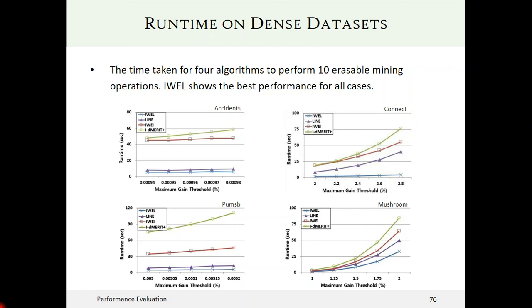Here we see the results of the runtime test on 4 dense datasets. The x-axis here represents the different thresholds, and the y-axis is the running time of the algorithm in seconds. The IWEL algorithm is shown by a light blue color here or here. As you can see, it shows the best performance for all cases.